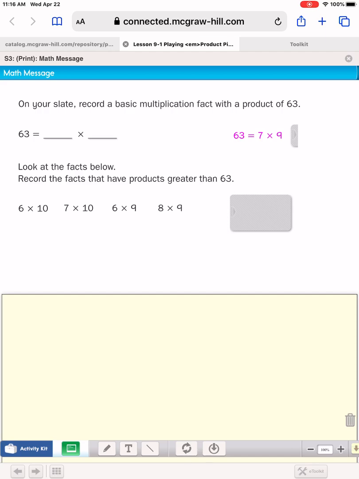All right, look at these facts. 6 times 10, 7 times 10, 6 times 9, and 8 times 9. Would you write down which of these facts have a product that's greater than 63? Which of these facts have a product greater than 63?